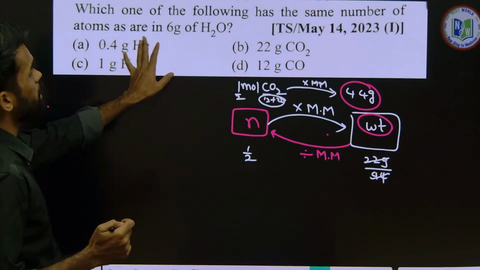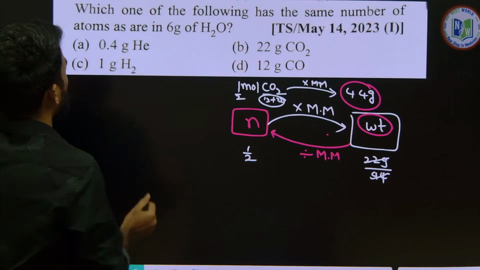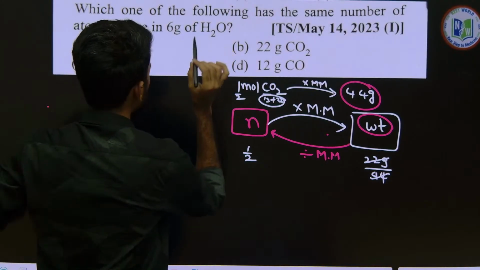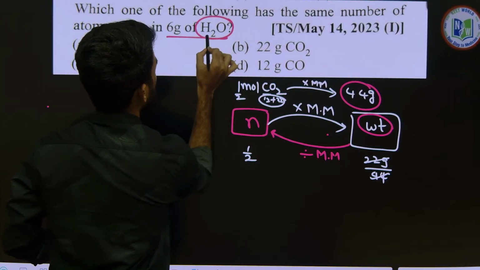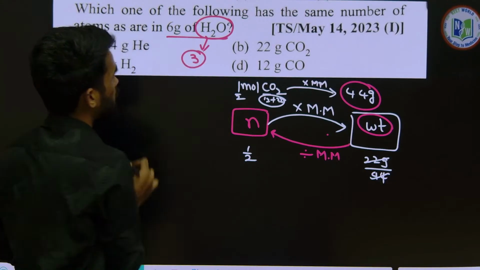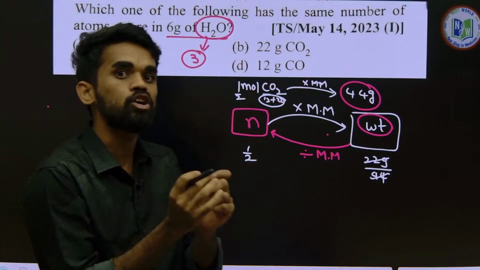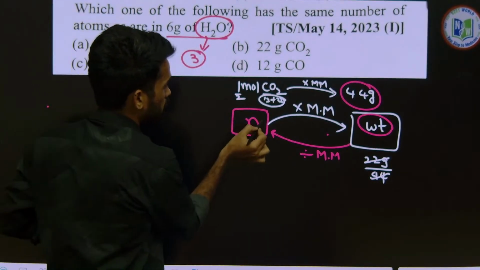Based on this you can easily solve this question. Which of the following has the same number of atoms as there are in 6 grams of water? So how many atoms are there in one molecule of water? There are 2 hydrogens and 1 oxygen, so 3. The number of atoms in a molecule is called its atomicity. So now first of all we need to find the number of moles.